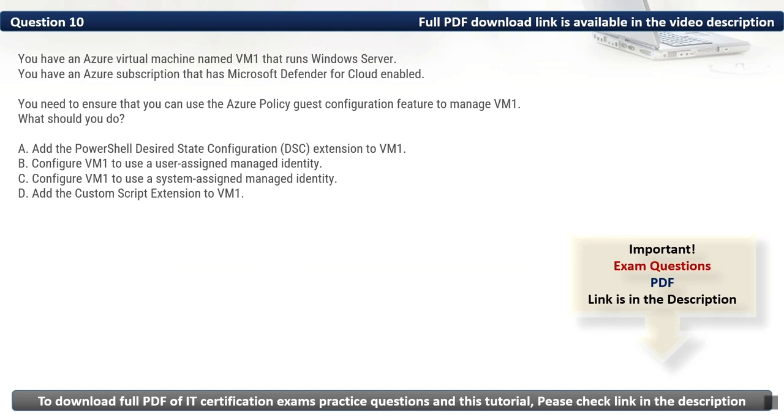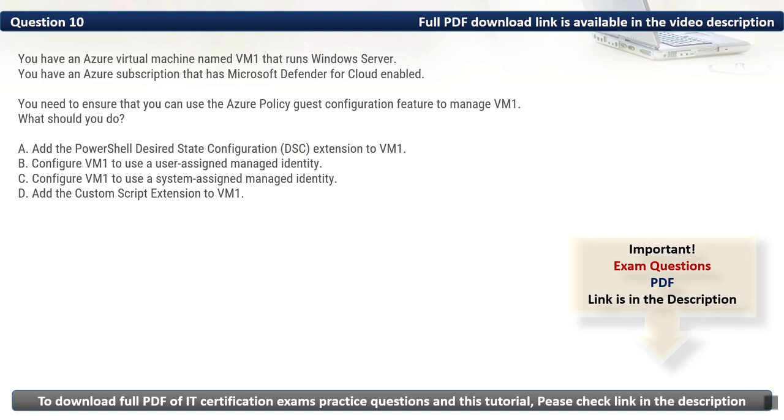Question 10. You have an Azure virtual machine named VM1 that runs Windows Server. You have an Azure subscription that has Microsoft Defender for Cloud enabled. You need to ensure that you can use the Azure Policy Guest Configuration feature to manage VM1. What should you do? Firstly, let's eliminate the incorrect options.